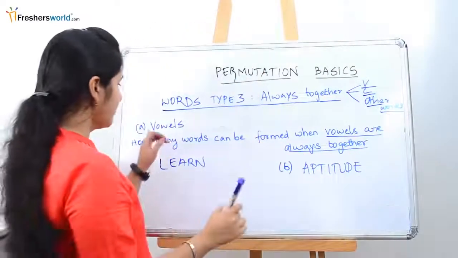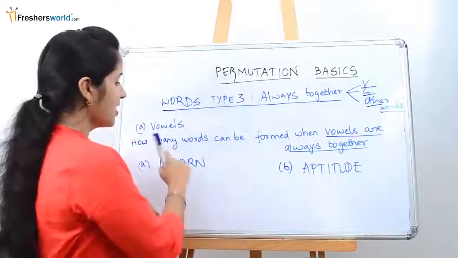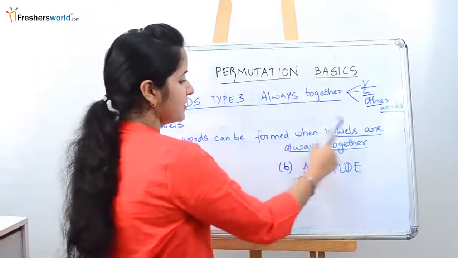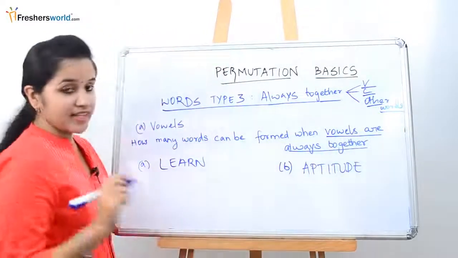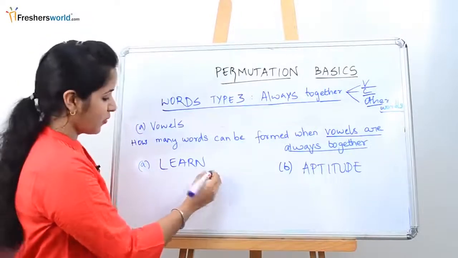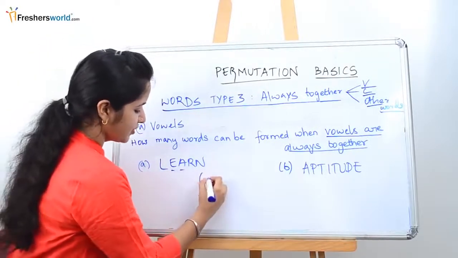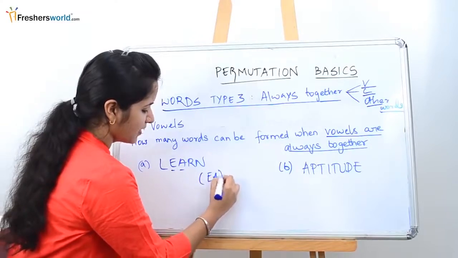First, let's start with vowels always together. The question is, how many words can be formed when vowels are always together? So let's take an example. The word is LEARN. What are the vowels here? E and A. They are saying E and A should always be together.